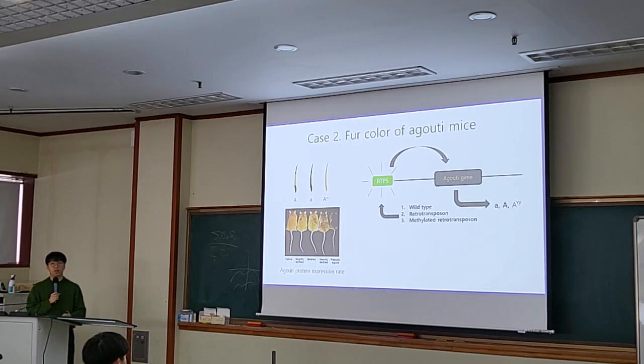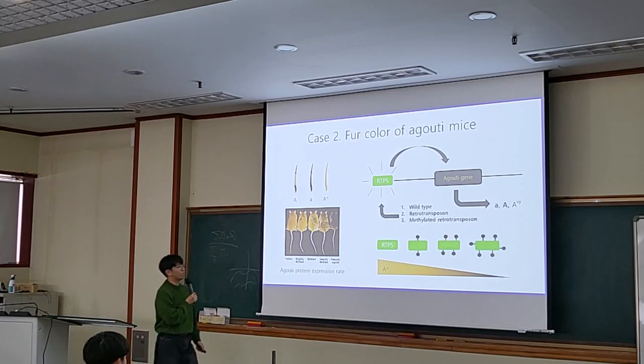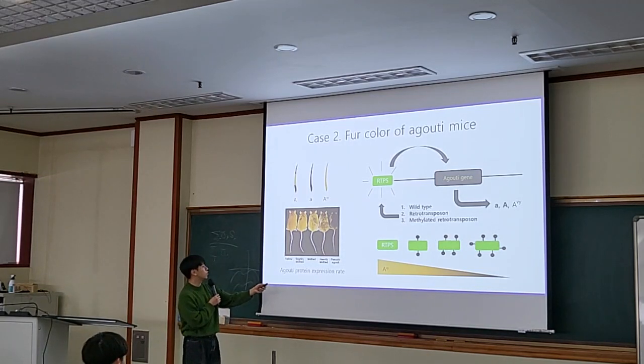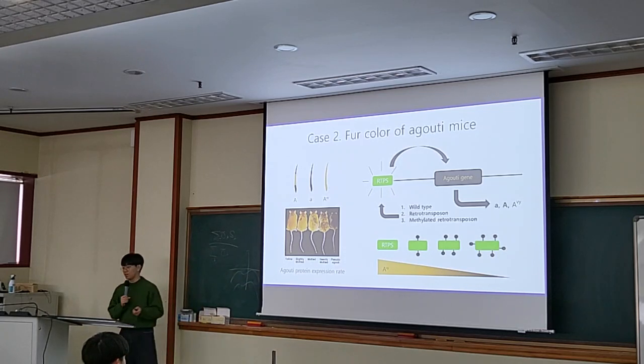However, among these AVY gene mice, the rate at which the retrotransposon was methylated made the mouse pattern different. So even though mice have the AVY gene, depending on the rate at which the RTPs were methylated, they show different hair colors. For example, if RTPs were not methylated, they usually show yellow patterns. However, if RTPs are highly methylated, they usually show pseudo-agouti colored hair.